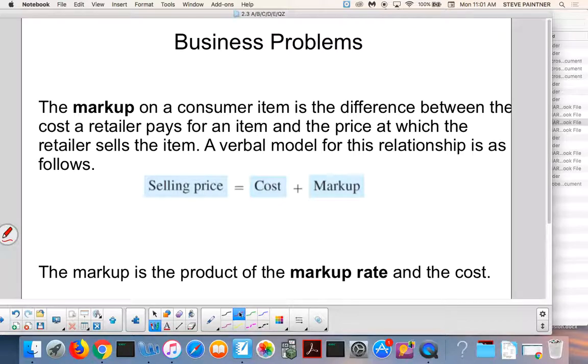Okay. Here we go. A markup. Now, I'm going to read it to you slow. I'll pick out the words for you. The markup on a consumer item, a coat, is the difference. What's this mean? Division? No. Subtraction. Okay, so if you want to know the markup, it is simply subtraction.